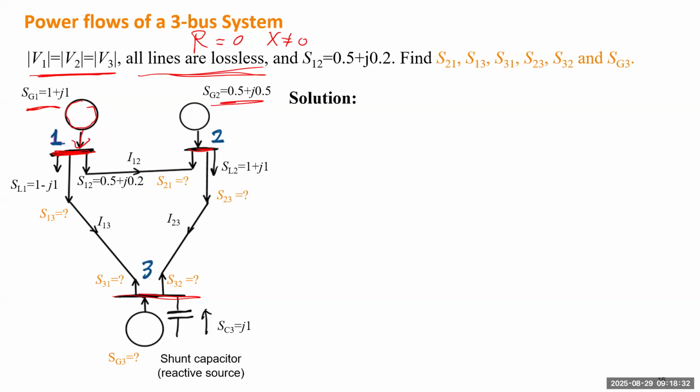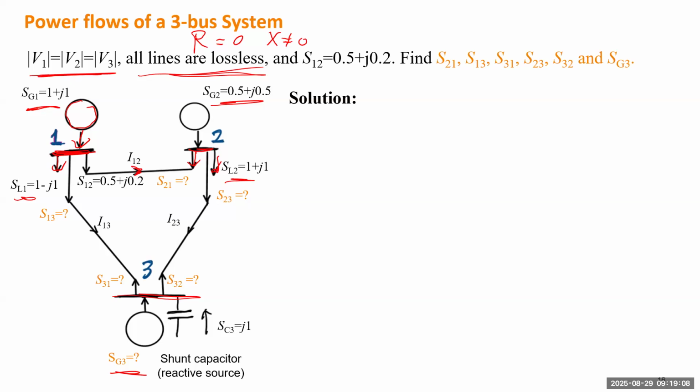Bus number 1 and number 2 also have a local load, SL1 and SL2. Okay, and there's a line connecting bus 1 to 2, and there must be some current, and we just assume this to be the positive current for I12. And bus 3 also has a generator, but we don't know the generation of that generator.